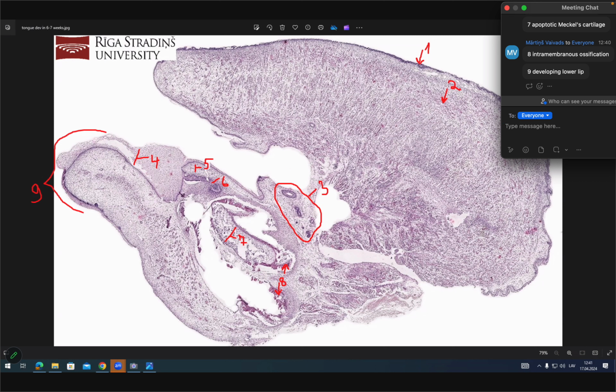Because it's the lip, remember from histology, the lip always has two sides. One side is from the oral cavity, and the other side shows skin development. Here you can see developing epidermis, that's number 10. We will talk in detail about how this happens today. Below the epidermis, this mesenchyme is developing dermis.